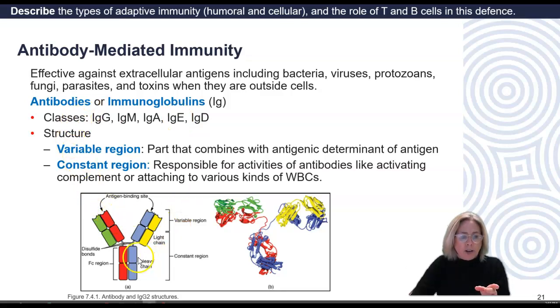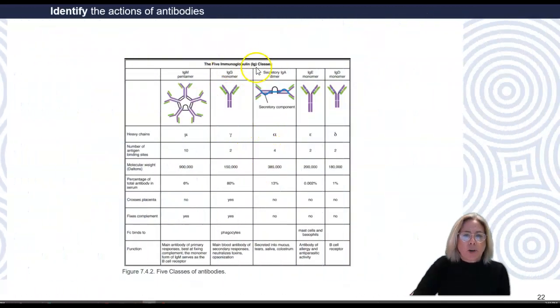You can see their structure down here. They have a variable region, and that variable region is indicated there. They've got an antigen binding site there. So the variable region is the part that combines with the antigenic determinant of the particular antigen. And then we have this constant region down here, which is responsible for activities of antibodies like activating the complement system or attaching to various kinds of white blood cells. And so here, this is just the usual schematic that you look at in a textbook, and this is a 3D representation of IgG.